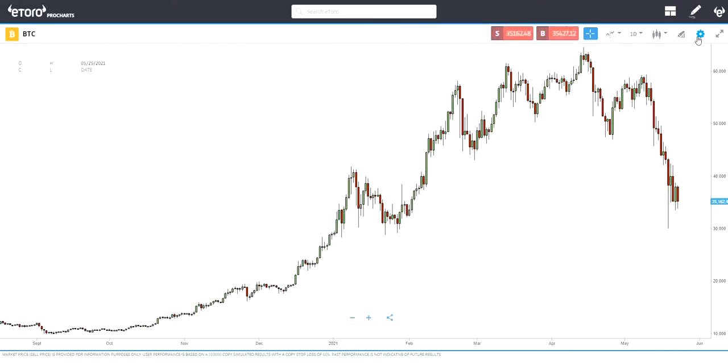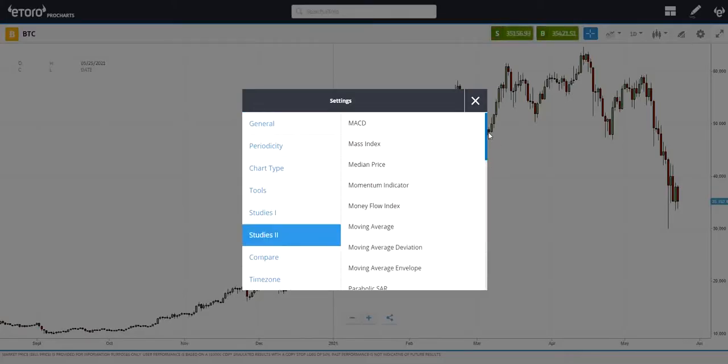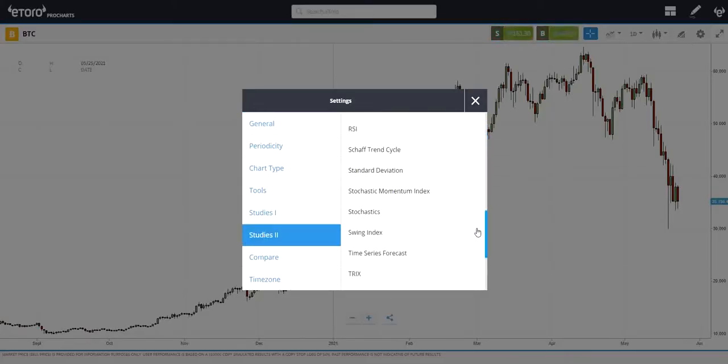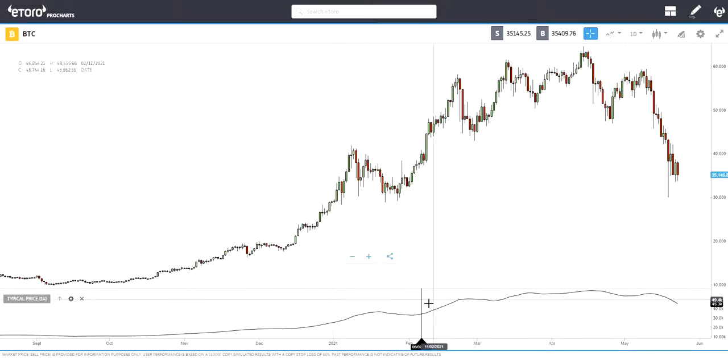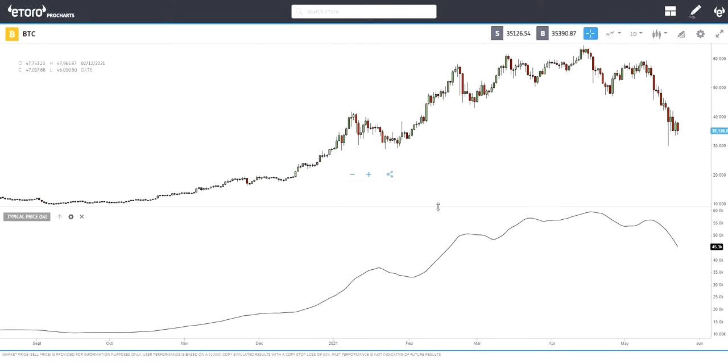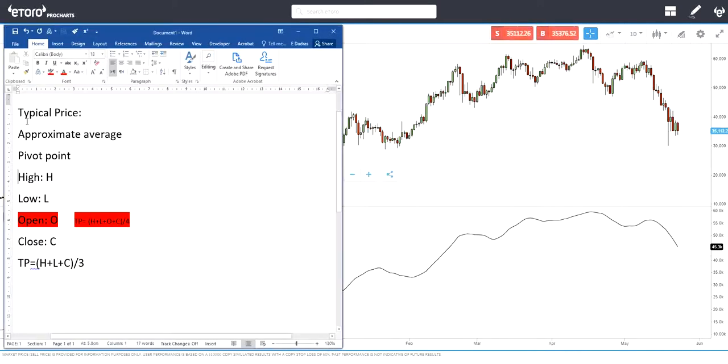Okay, let me add it to the chart. We're going here and we'll look for typical price. The period I'm going to just leave as 14. Create. So what is typical price? Typical price is kind of an average. It is an approximate average, and some people also refer to it as a pivot point.